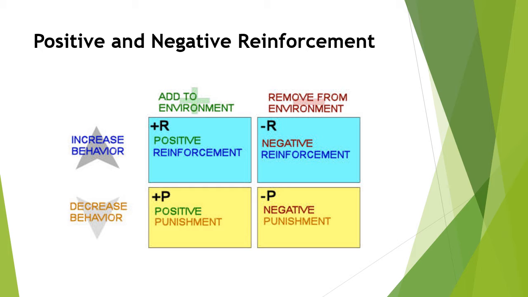And as you can see from this slide, punishment works in much the same way, but it decreases the behavior. So in positive punishment, something is added that decreases the behavior. And in negative punishment, something that the person likes is taken away, and that decreases their behavior. But for this presentation, let's focus on positive and negative reinforcement. Positive reinforcement is when something is added that increases the behavior, and negative is when something is removed that increases the behavior.